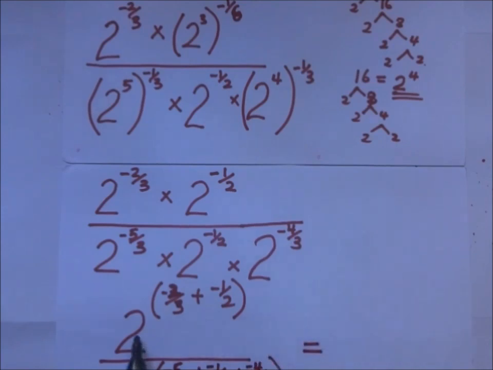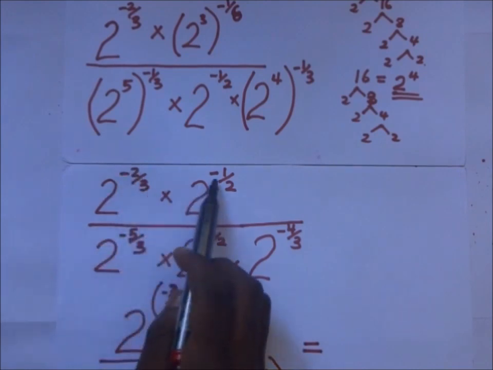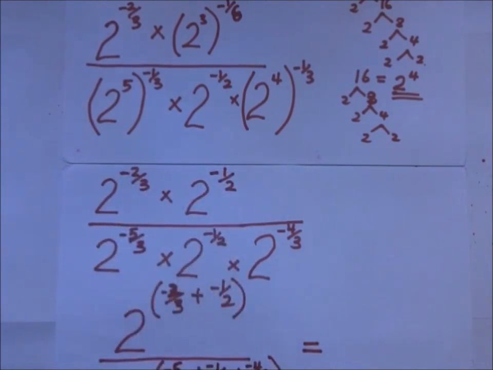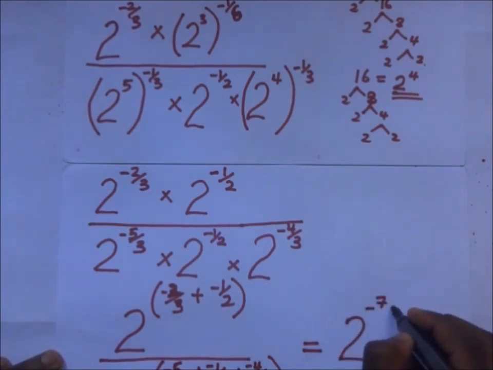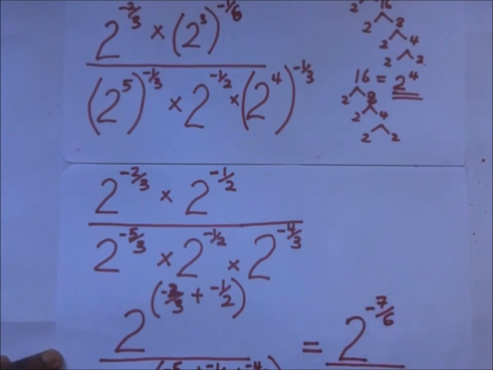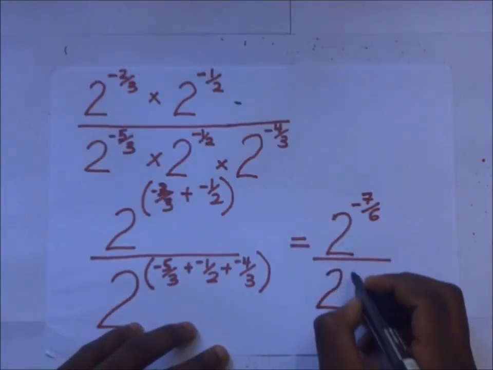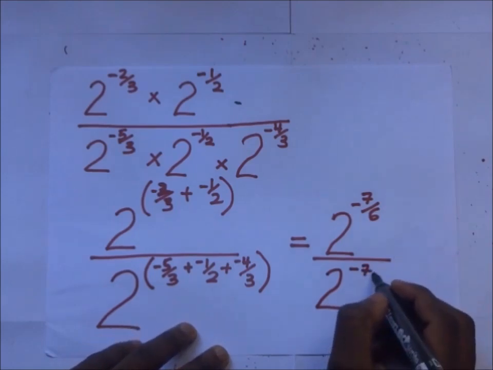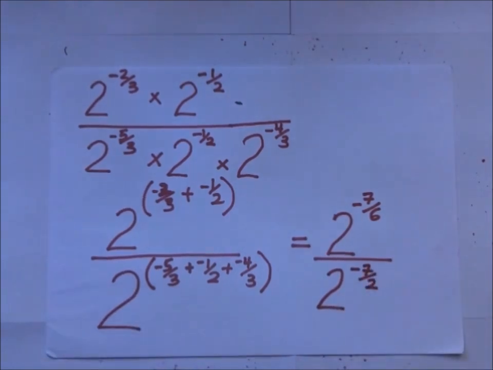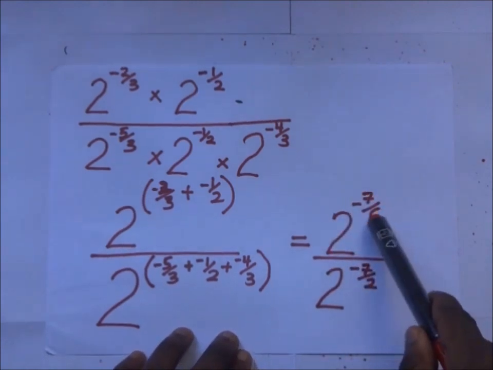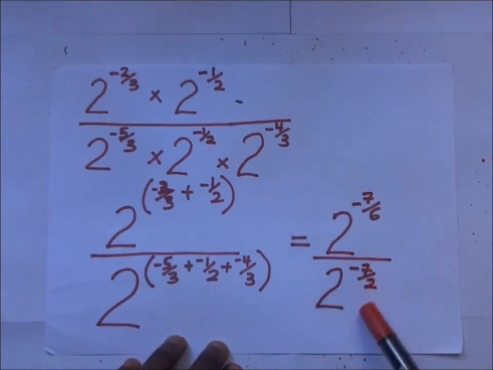And definitely, when you add these fractions, negative 3 over 2 plus negative a half is going to give you 2 to the power negative 7 over 6. Divide all that by 2 to the power negative 7 over 2. Now if you look at this, this is 2 to the power negative 7 over 6 and this is 2 to the power negative 7 over 2.